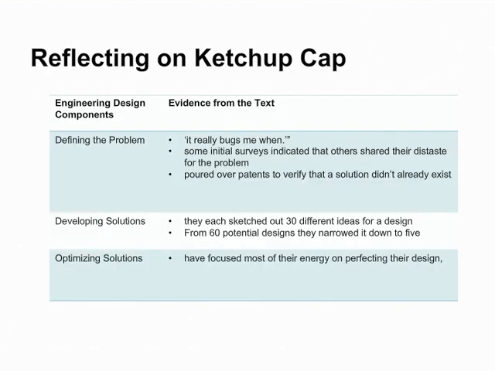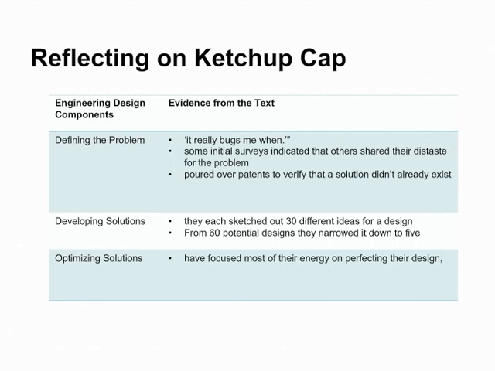So let's do a little bit of thinking about the reading. So these aren't intended to be the right answers. These are just some things that I've had participants talk about in face-to-face professional development sessions. So places in the text where the high school students might be defining the problem. It talks about that the teacher launched this with, "It really bugs me when blank," right? So that's a really nice instructional strategy for helping kids to identify their own problem. There's a spot in the text where it says some initial surveys indicated that others shared their distaste for the problem. So they're trying to make this case that this actually is really a problem, right?